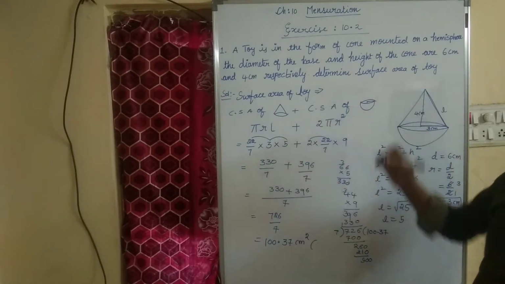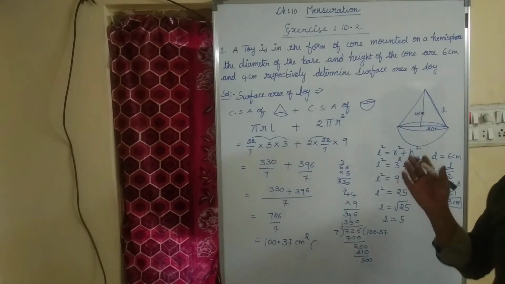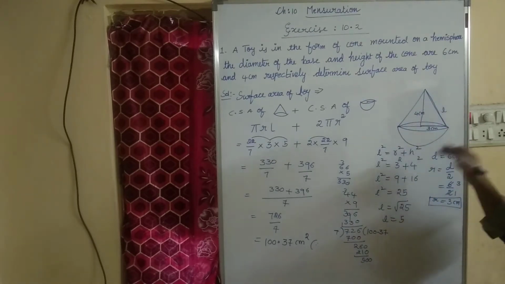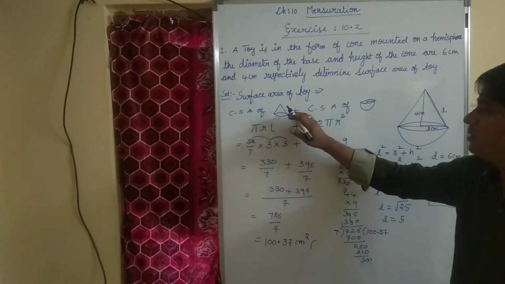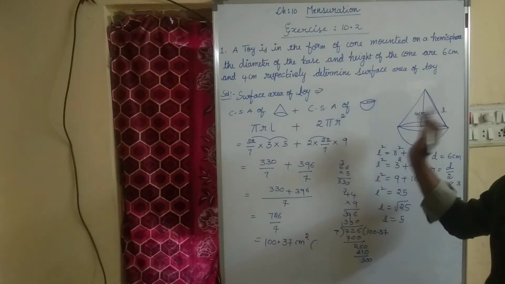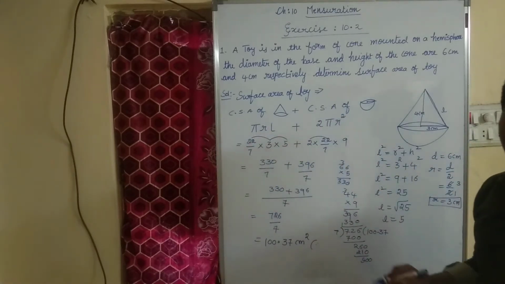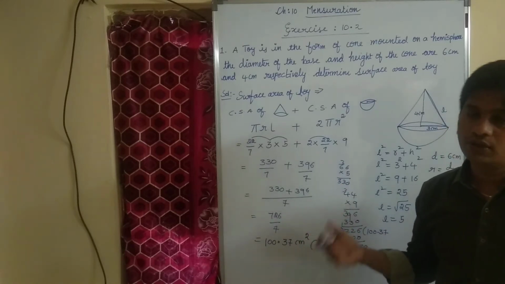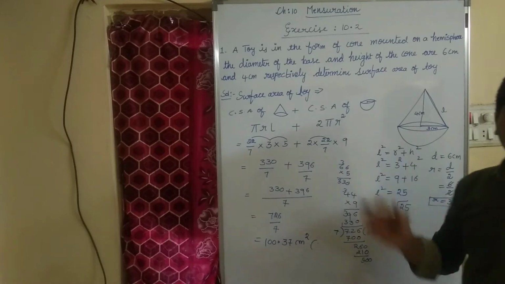Simply, here the question is to determine the surface area of the toy. As the toy is a combination of two solids, cone and hemisphere, the surface area is the curved surface area of cone plus the curved surface area of hemisphere. Cone is pi r l and hemisphere is 2 pi r square. As we know the dimensions, we simply need to substitute, then you will get the answer. Okay, this is our first question, children.